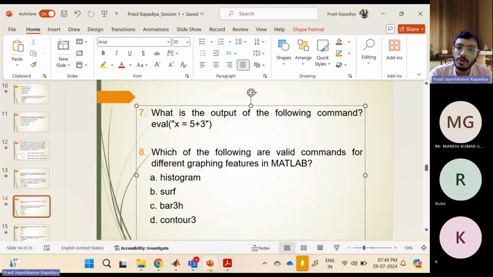And the last is contour. Contour plot is already there. So all options are available in MATLAB. So all options are valid options, correct, for plotting.